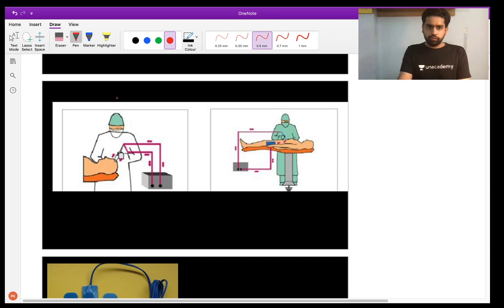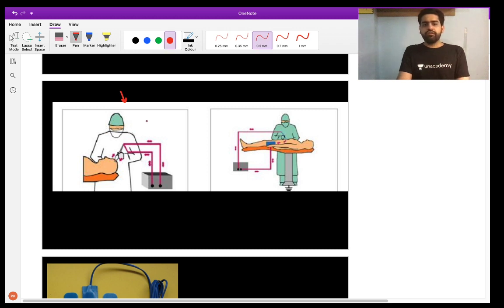In image 1, what you're seeing is the surgeon performing an operation, and what he has in hand is a type of bipolar Quadtree. Now, why is it a bipolar Quadtree? Because here the circuit is getting completed in the Quadtree itself.